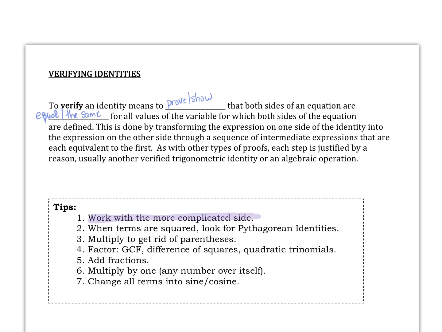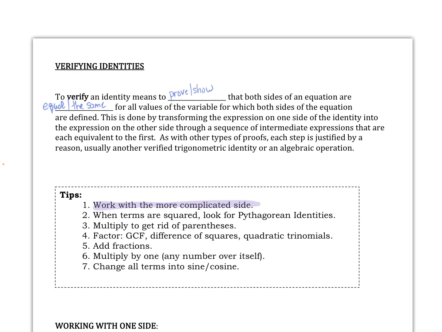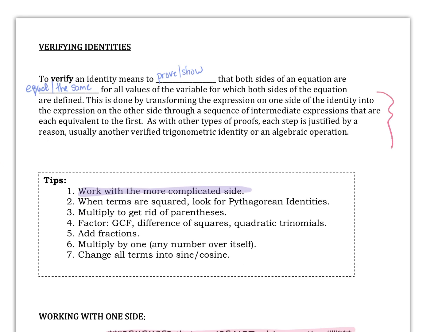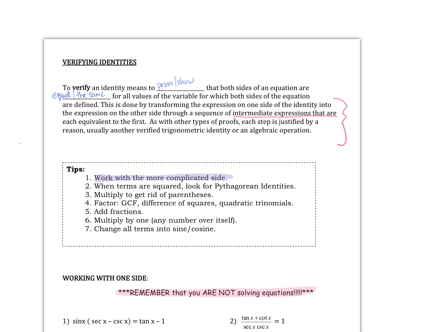If you notice what it says here, to verify an identity means to prove or show that both sides of an equation are equal or the same for all values of the variable. This is done by transforming the expression on one side of the identity into the expression on the other side through a sequence of intermediate expressions that are each equivalent to the first. As with other types of proofs, each step is justified by a reason, usually another verified trig identity or an algebraic operation. All of that to say that we are going to use the steps and the process to simplify.